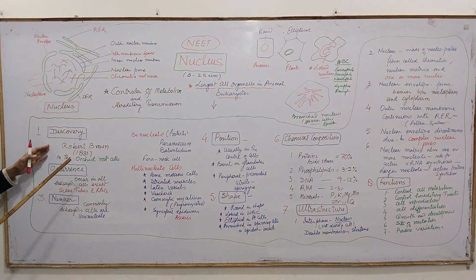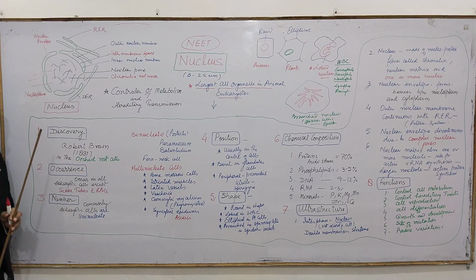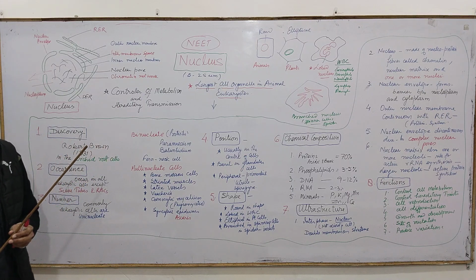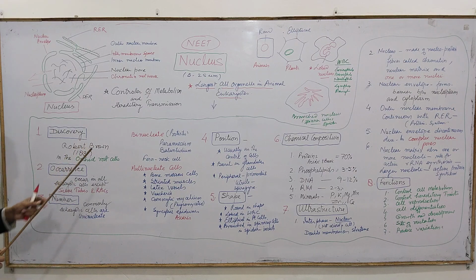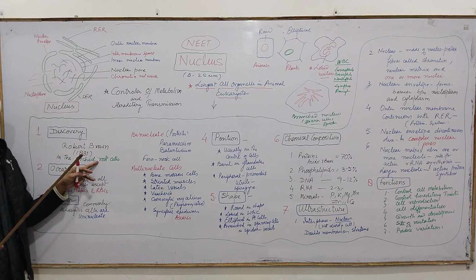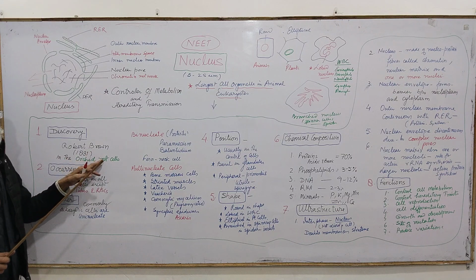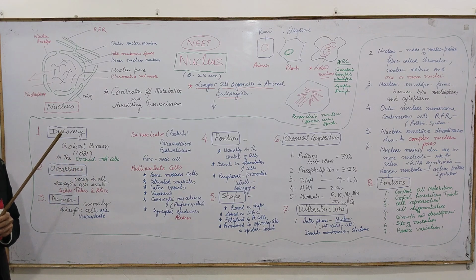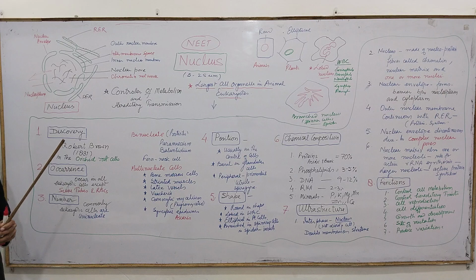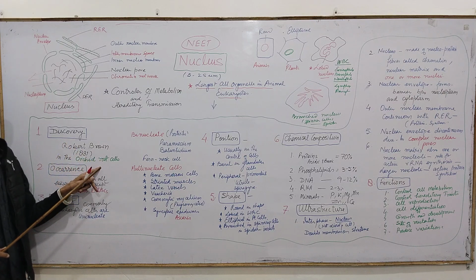Your important question: who discovered the nucleus? Remember, the nucleus was for the first time discovered by Robert Brown in 1831, and in what? In orchid root cell. So a very important question for you, that the nucleus for the first time was discovered in A, B, C, D. Okay, your answer is orchid root cell.